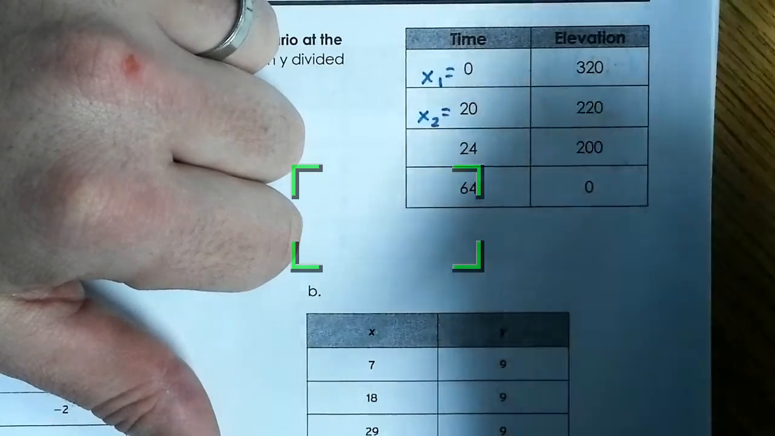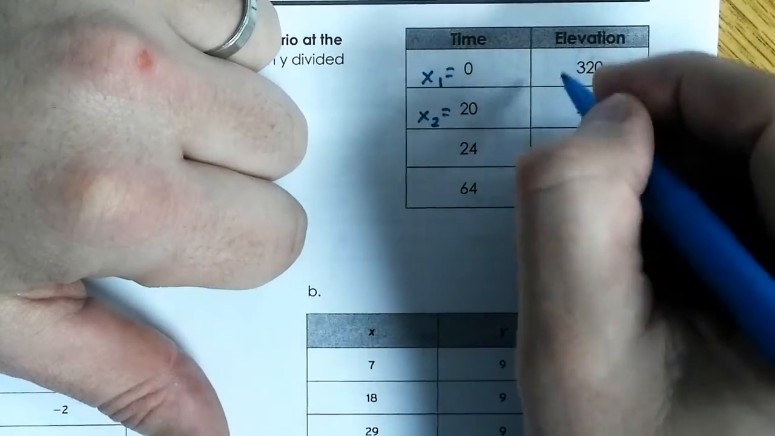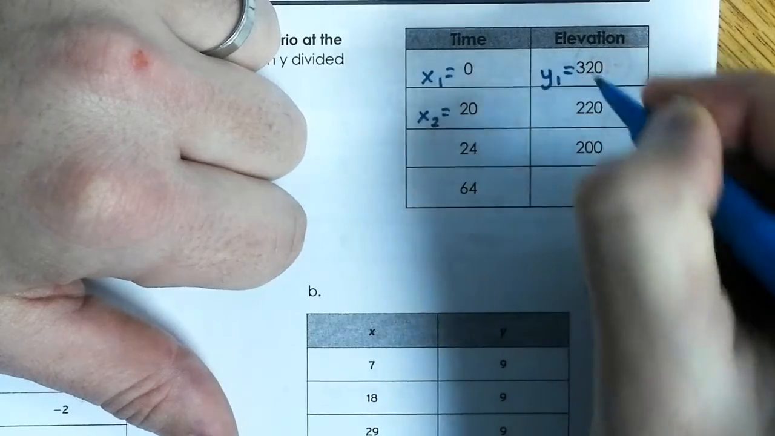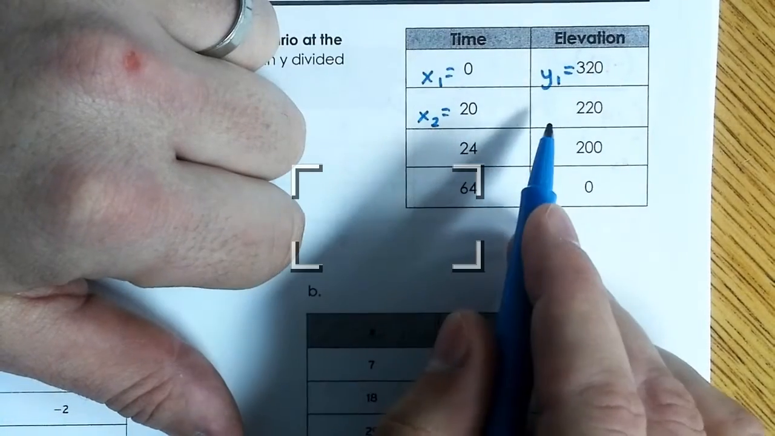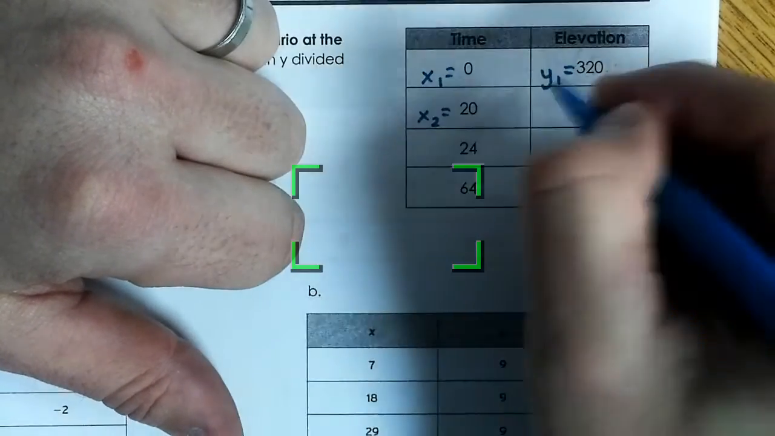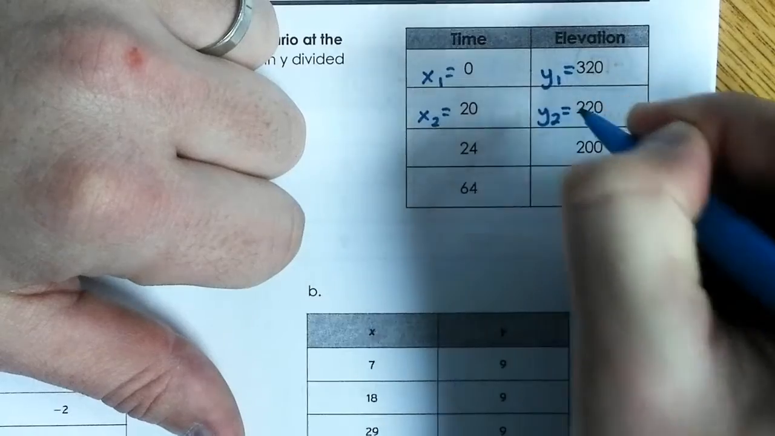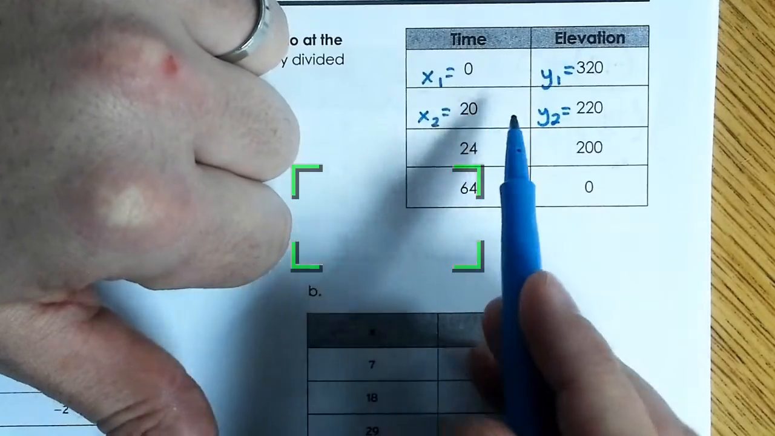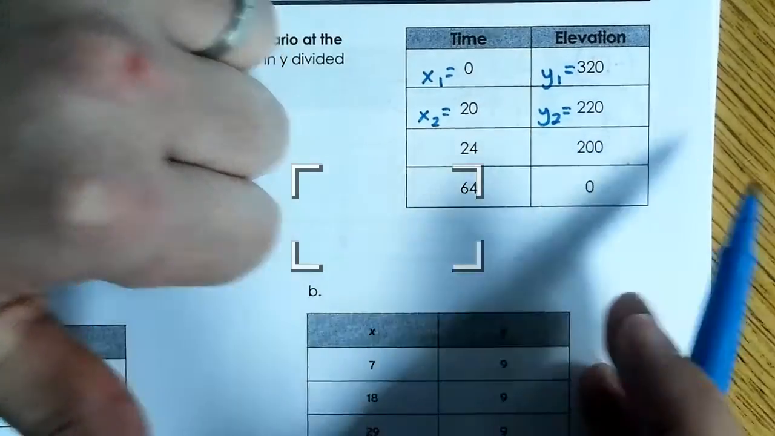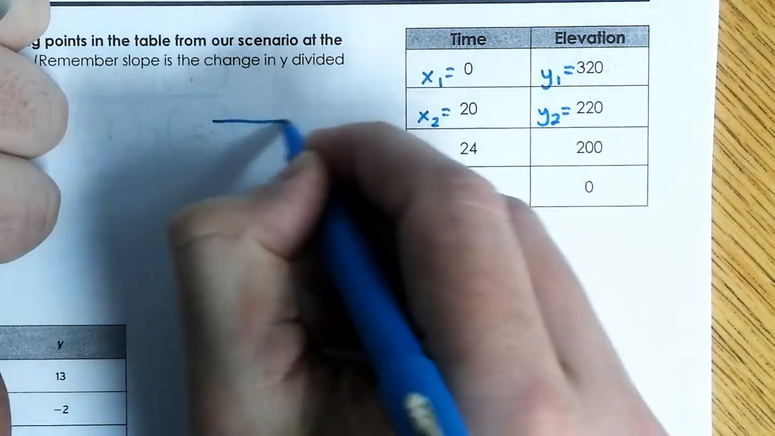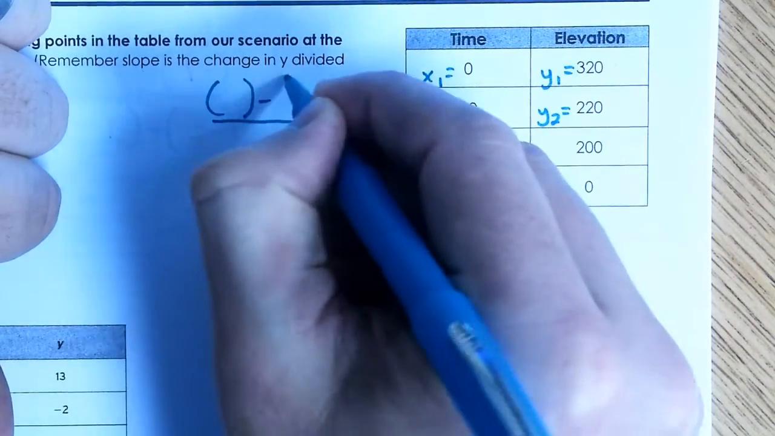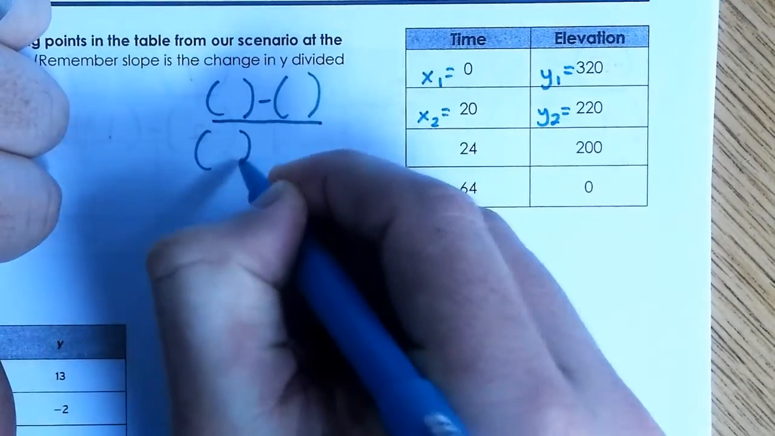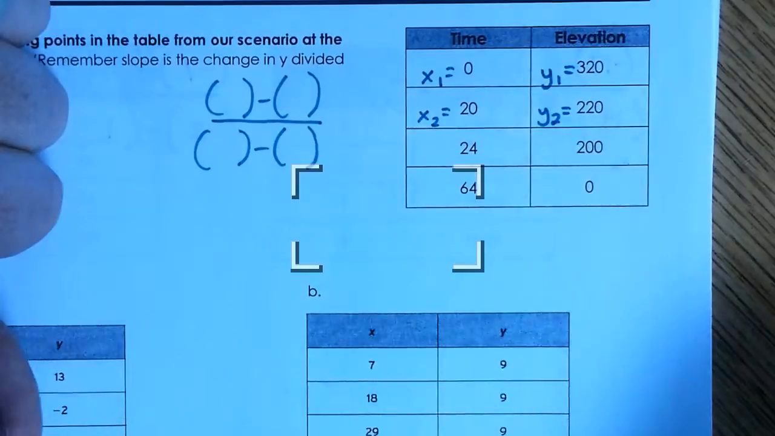Our y1. And if that's our x2, what does that have to be? Our y2. Good. All right, now all we have to do really is plug this into our formula. Remember, our formula is parentheses, parentheses, parentheses minus parentheses.